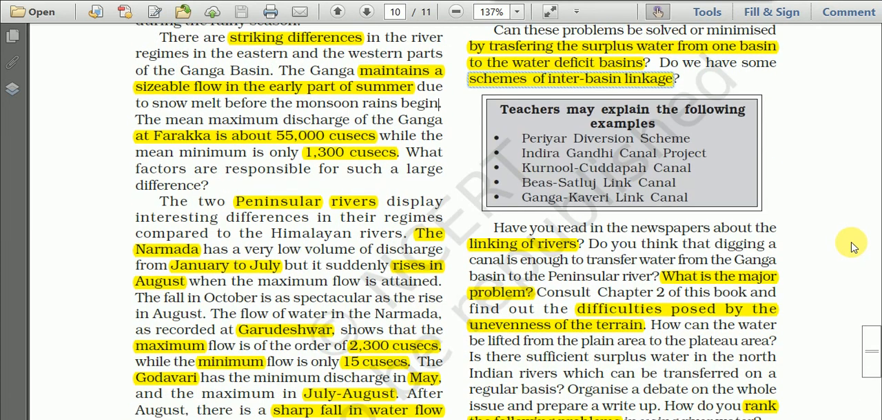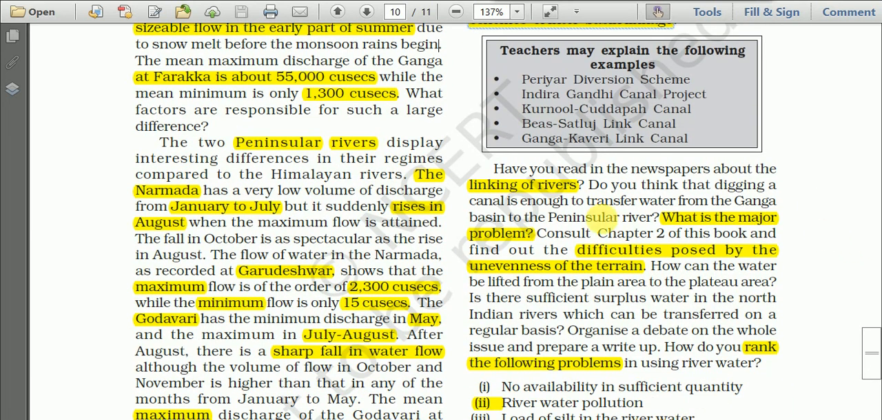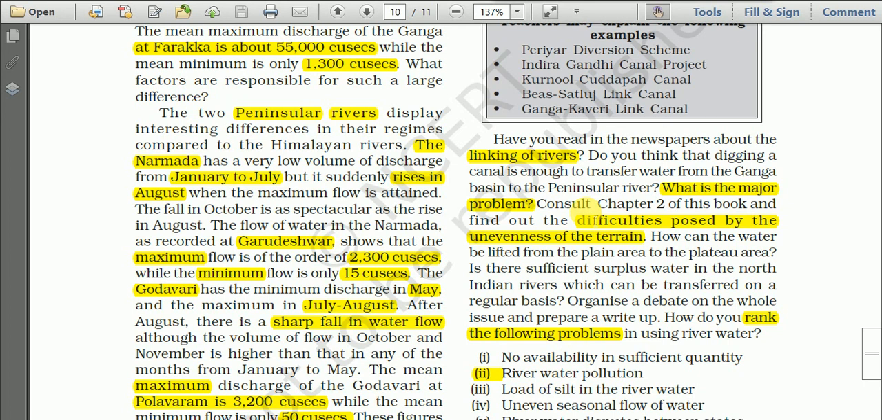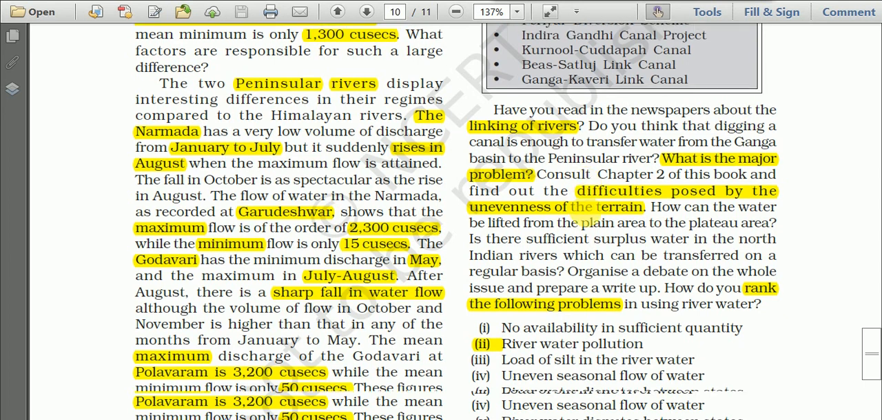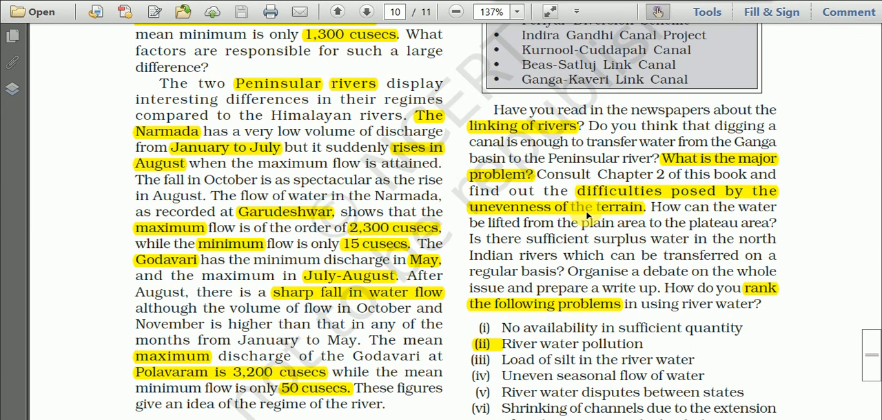This inter-basin linkage has many advantages and disadvantages. It also has environmental concerns. So we have to analyze whether it will be beneficial to us or not. We have to assess it properly, and we may face some problems also.